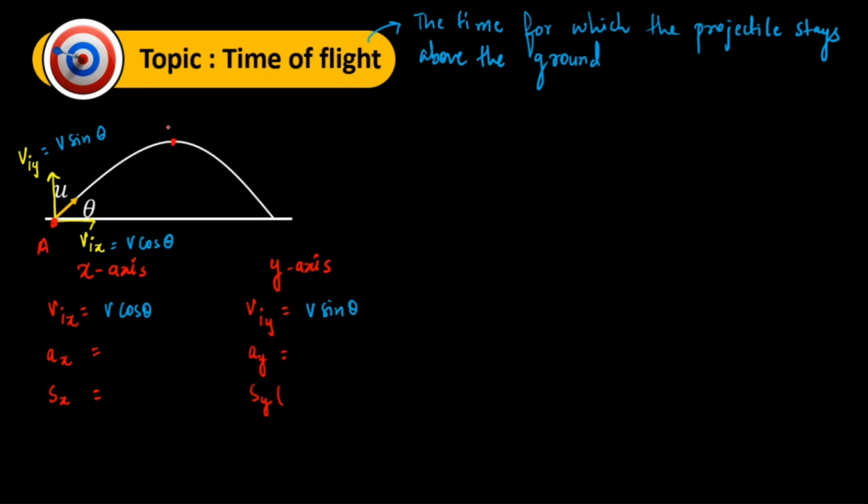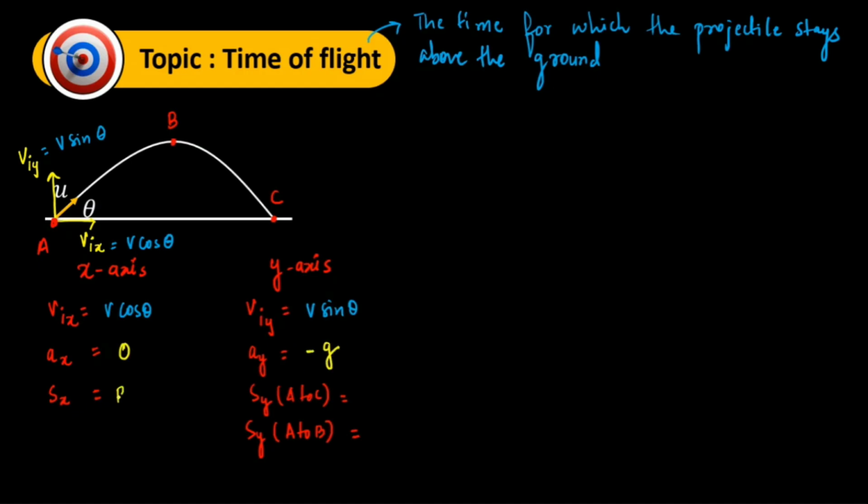Let me mark the points. This is O, A, B, and let me call it C. So the journey is from A to C. The displacement in the y-axis for that is going to be different, and if it is from A to B, it is again going to be different. These are a few things that we already discussed in the last class, so you have to keep them in mind.